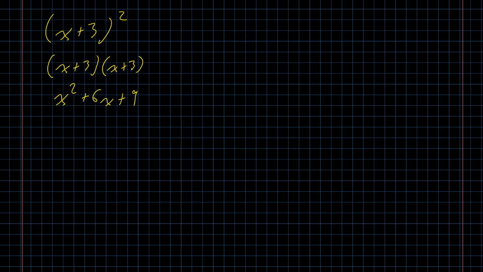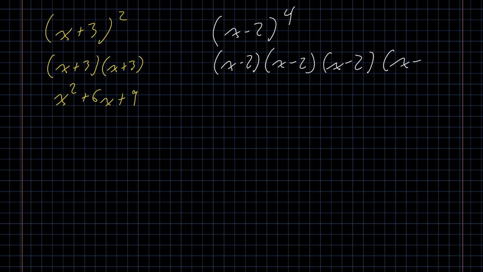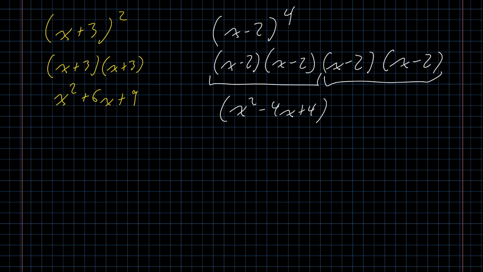It's even worse if you have a higher power. If you have x minus 2 to the fourth power, well, that's going to be x minus 2 times x minus 2 times x minus 2 times x minus 2, 4 of them. And maybe we want to group and multiply those guys together and multiply those guys together. x minus 2 times x minus 2 is x squared minus 4x plus 4. And conveniently, it's x minus 2 times x minus 2 again, which is, again, x squared minus 4x plus 4.